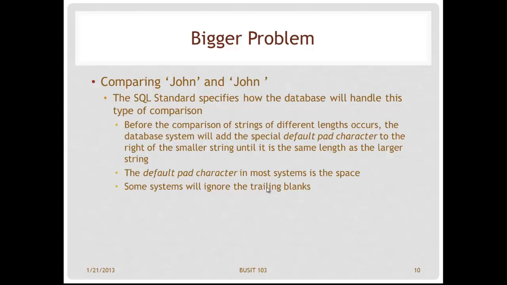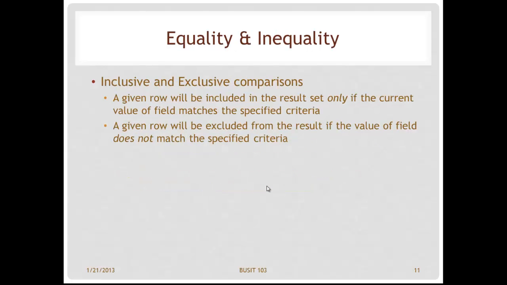Now, most of them will drop it so that there's no difference between John without a space in back of it and John with a space in back of it. But be aware of that. Equality and inequality. An inclusive comparison is going to return all of the records only if the current value of the field matches specified criteria. Inequality means that that row is going to be excluded if it does not match the specified criteria.